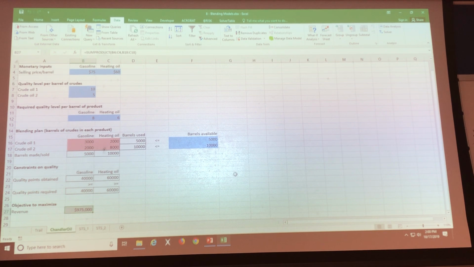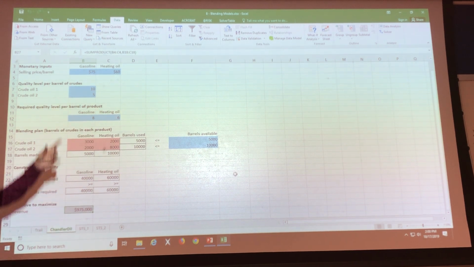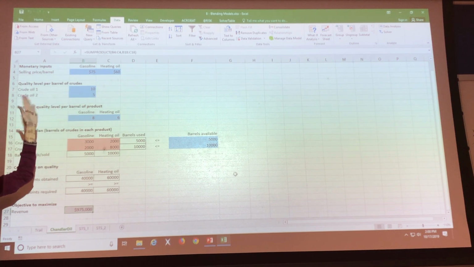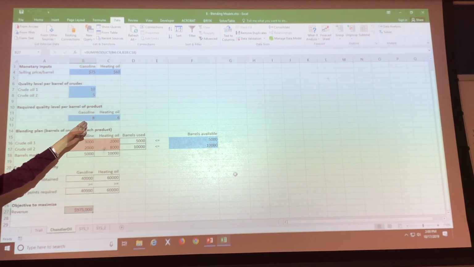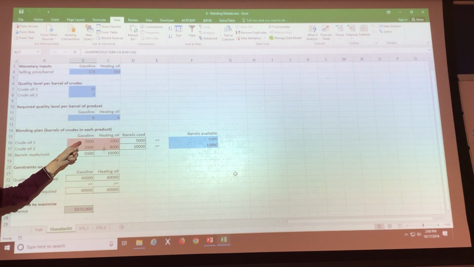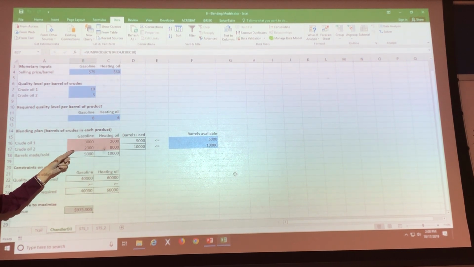If it was half crude 1 and half crude 2, it doesn't matter what quantities, just half and half, what would the quality level be? Maybe the average quality level would be 7.5. You know that this one has to be 8. So you know that you have to have a little more crude 1 than you do crude 2 in this.